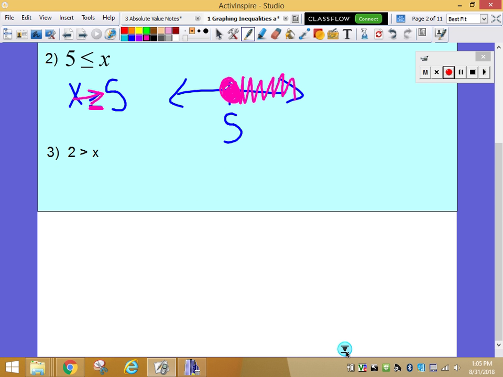Is the X on the left side? No, but I can flip them. I can flip the X and the 2. When I flip the X and the 2, I'm also going to flip the inequality. So let's graph it. It is at 2.